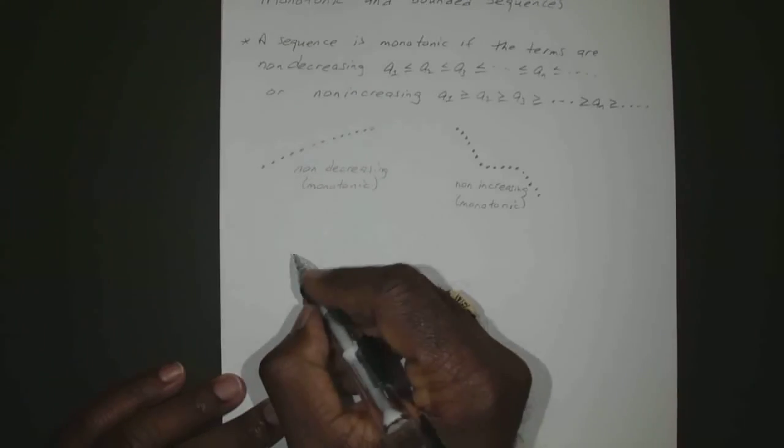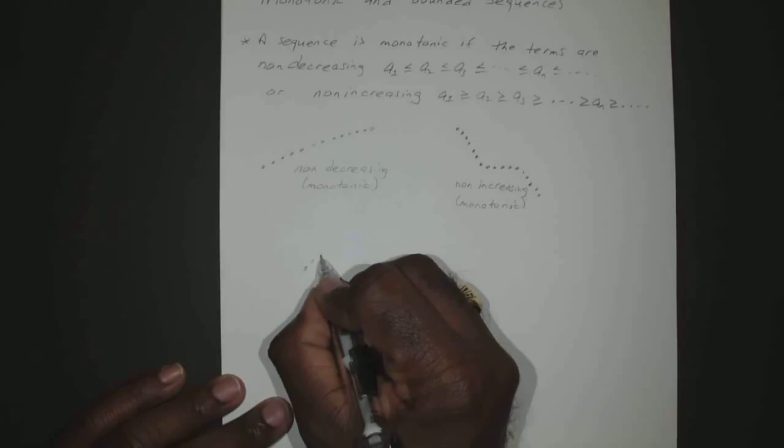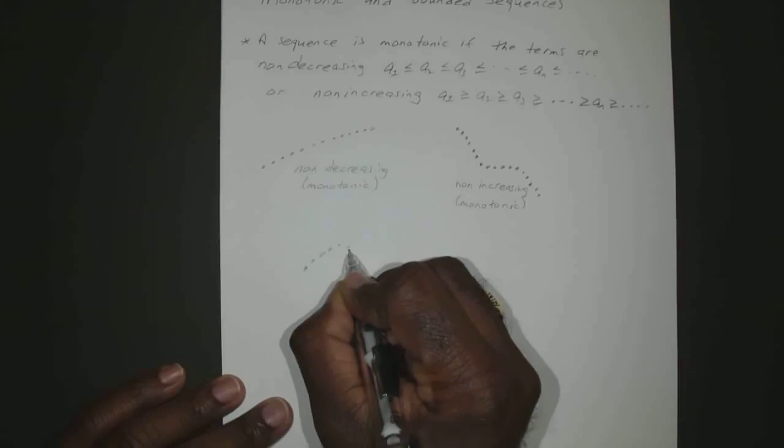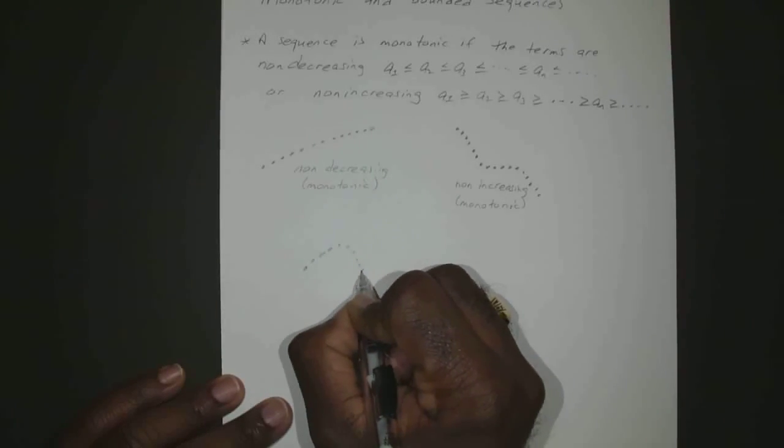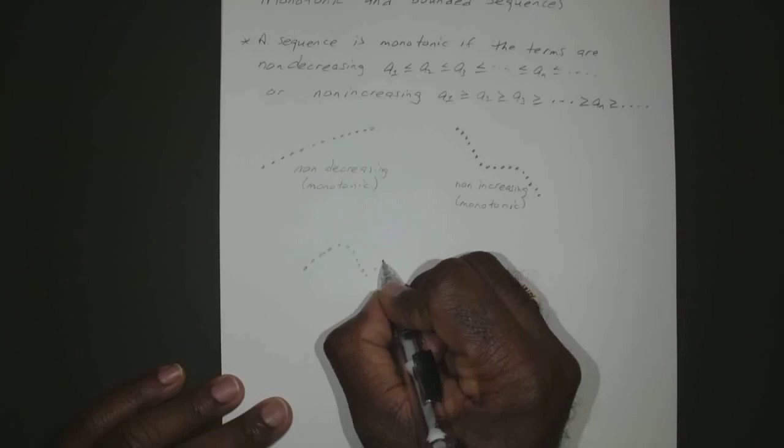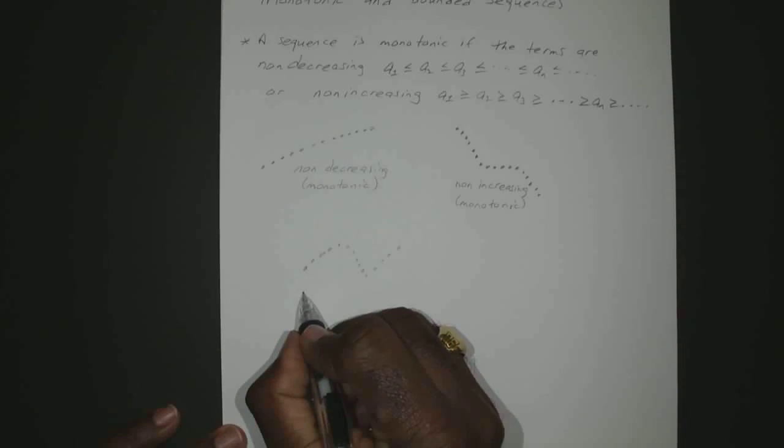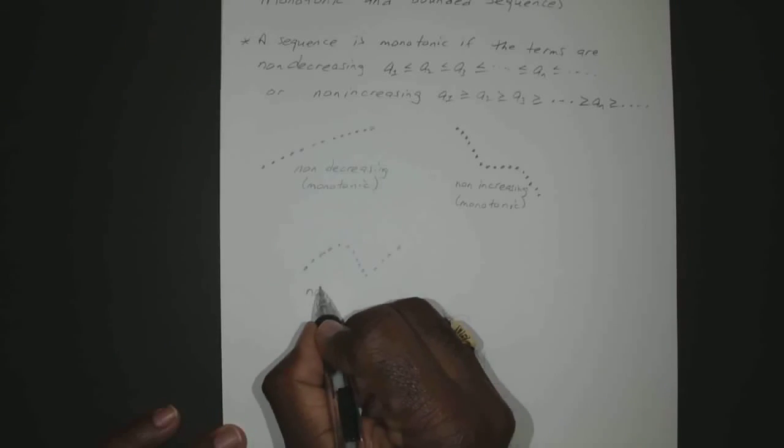Okay. Now, if you had one that went up, and then eventually went back down and went back up again, it's not monotonic, because it's decreasing where it shouldn't be and increasing where it shouldn't be. Okay, so it's not monotonic.